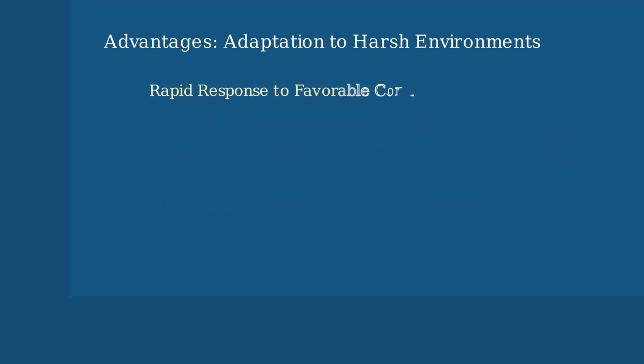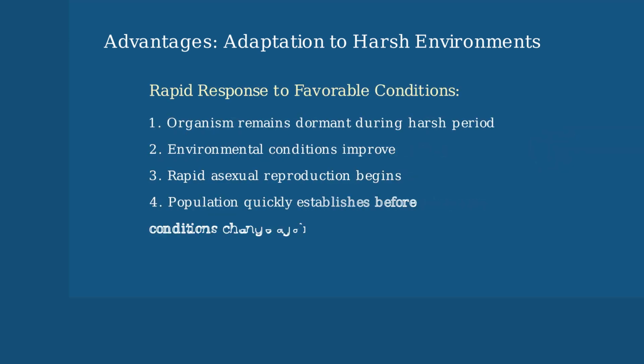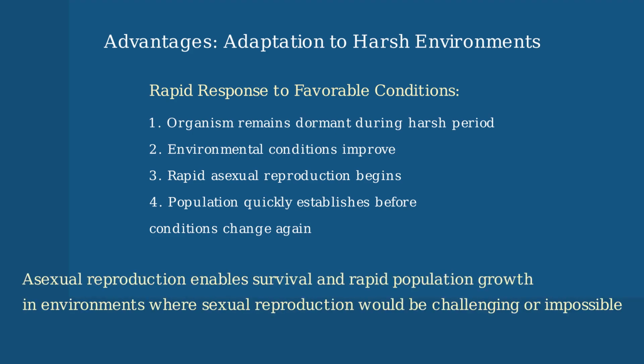The timing of asexual reproduction is critical for survival. Organisms remain dormant during harsh periods, then rapidly reproduce when conditions improve. This enables survival and rapid population growth in environments where sexual reproduction would be challenging or impossible. Through these adaptations, organisms can thrive in environments that would otherwise be uninhabitable.